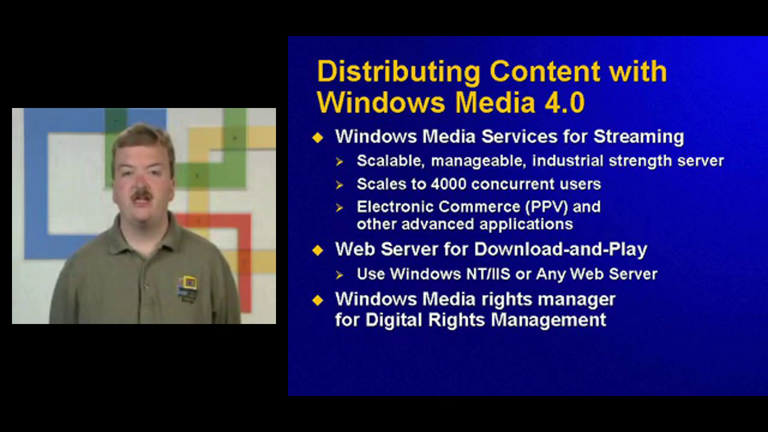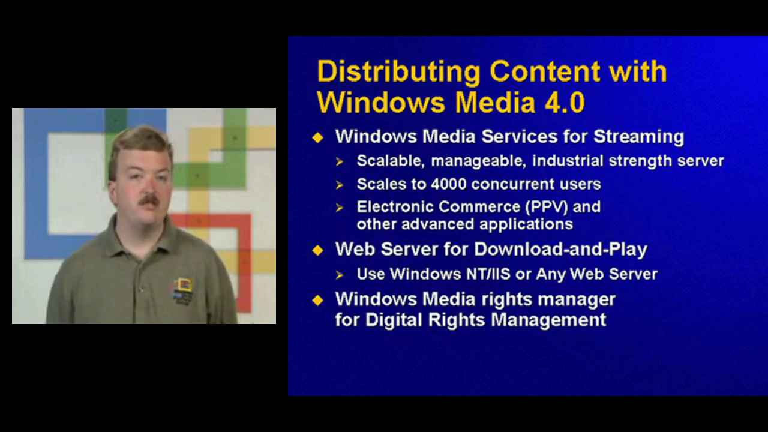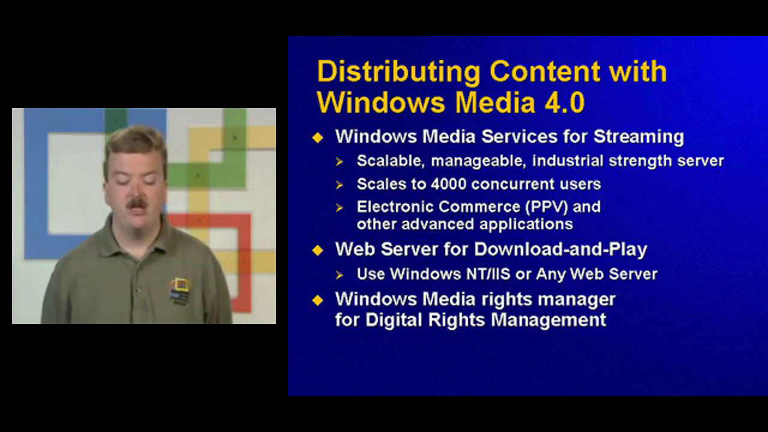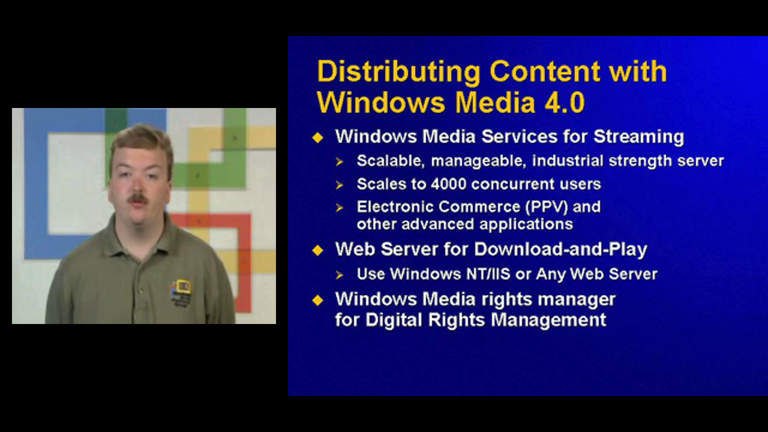So you've now seen how to play Windows Media content and how to create it. Now, how do you go about distributing content? Well, there's a couple different options you have. If you want to stream audio and video, then you can use the Windows Media Services, which is a free server on top of Windows NT 4.0 and in the box with Windows 2000. It's a very scalable, manageable, and industrial strength server with scalability up to 4,000 concurrently connected users.